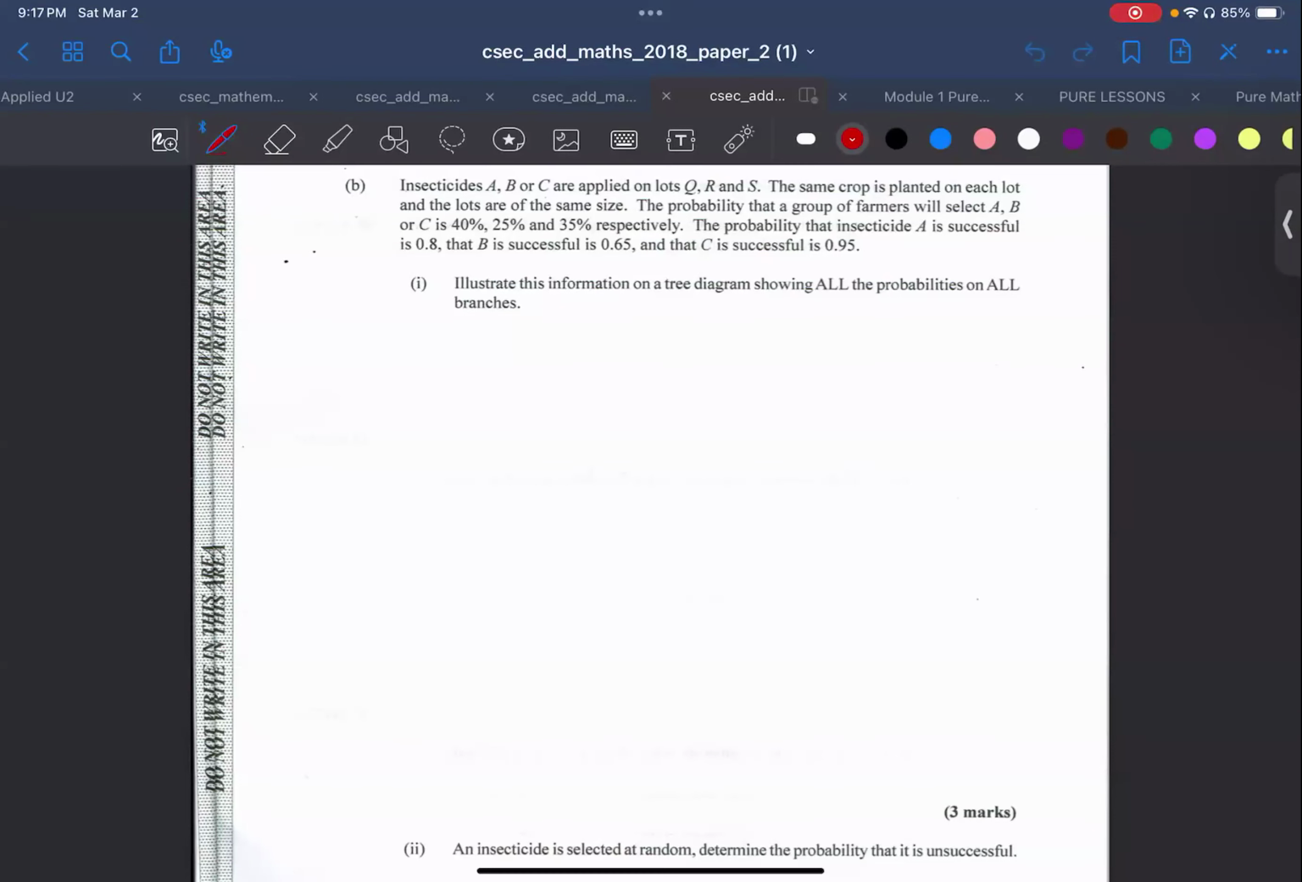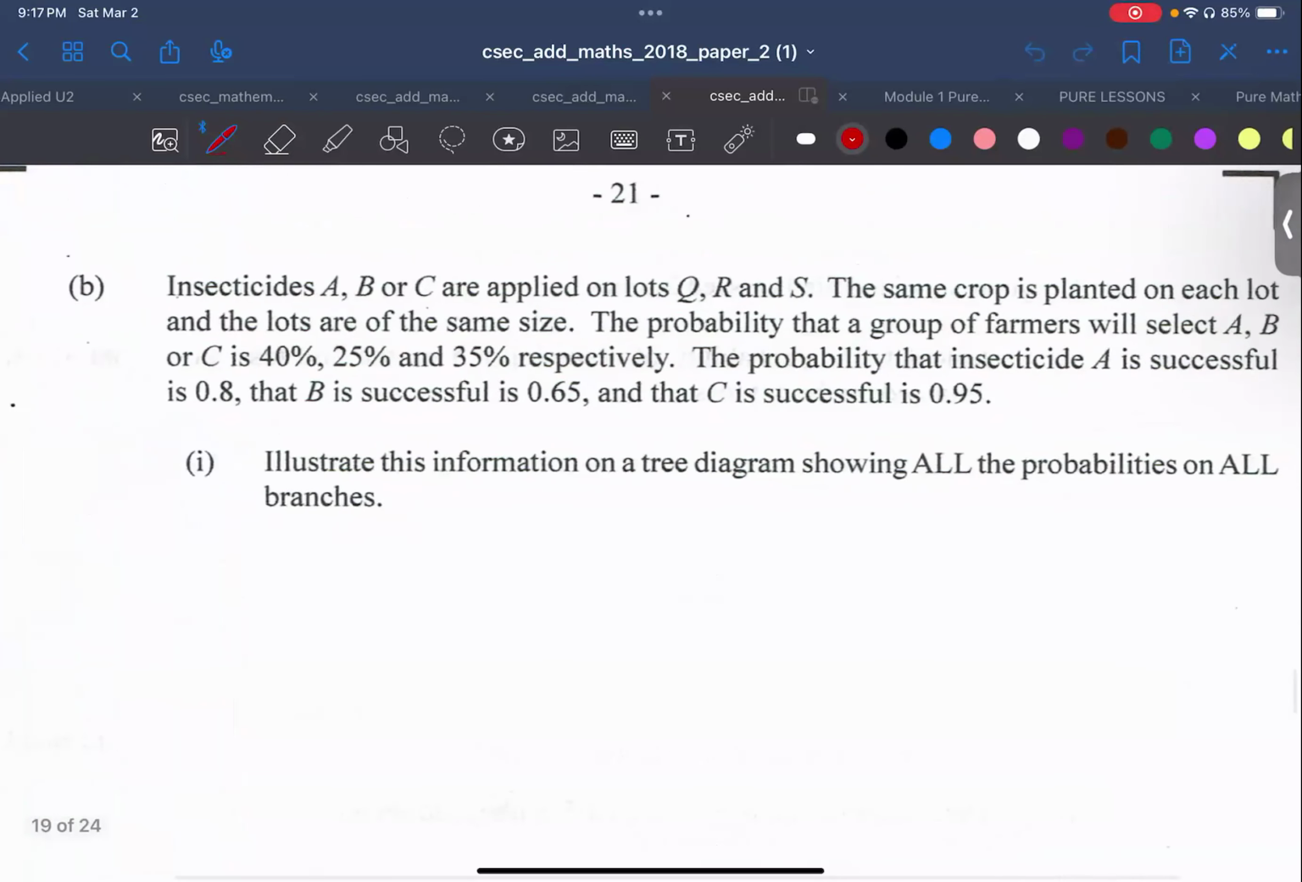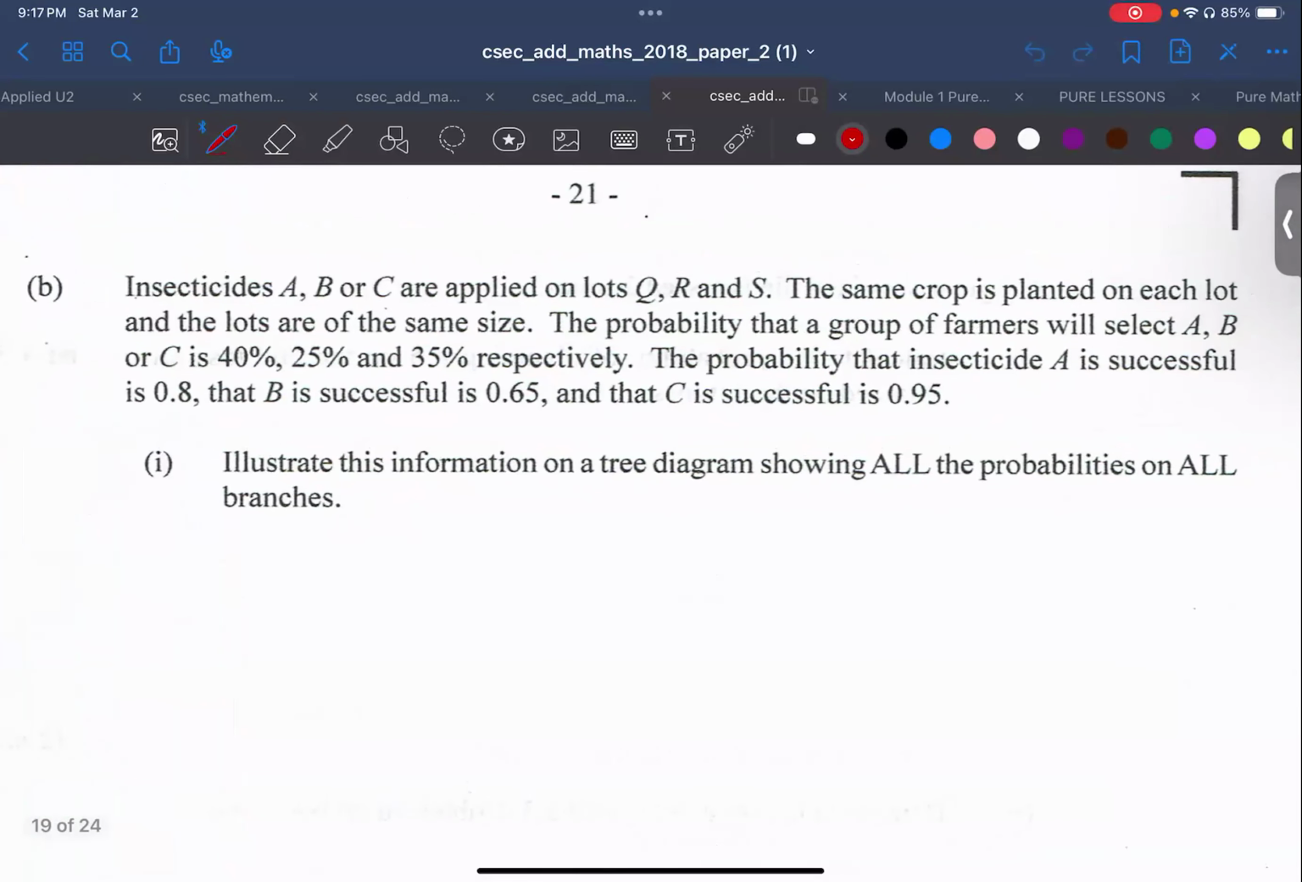All right. So let's see how we do it. Insecticides A, B, and C are applied on lots Q, R, S. The same crop is planted on each lot, and the lots are of the same size. The probability that a group of farmers will select A, B, or C is 40, 25, and 35. Probability insecticide A is successful, B is successful, C is successful.